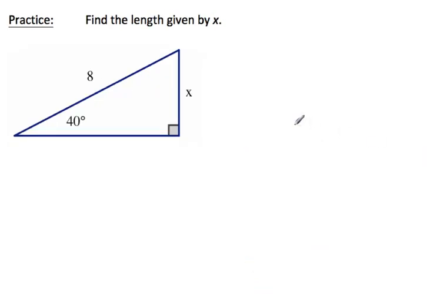Here's another kind of basic question that you can be asked to do with the primary trig ratios. Given this triangle, find this length given by x. So if this is the triangle and this is 40 degrees, and we've got the opposite as our missing side, the hypotenuse is the side given to us. So because we have opposite and hypotenuse involved in the question, we're going to use the sine ratio. So sine of 40 degrees is the ratio of the opposite side to the hypotenuse. So in this case, that's going to be equal to x over 8.